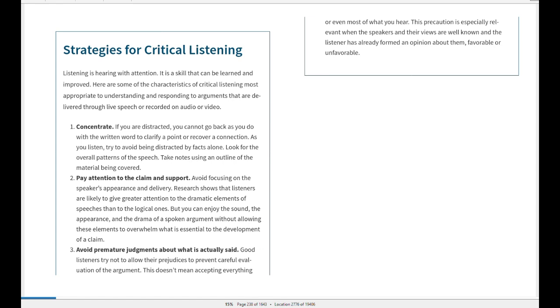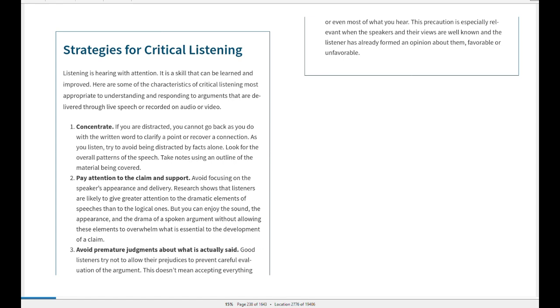Look for the overall patterns of speech. Take notes using an outline of the material being covered. Pay attention to the claim and support. Avoid focusing on the speaker's appearance and delivery. Research shows that listeners are likely to give greater attention to the dramatic elements of speeches than to the logical ones, but you can enjoy the sound, the appearance, and the drama of a spoken argument without allowing these elements to overwhelm what is essential to the development of the claim.